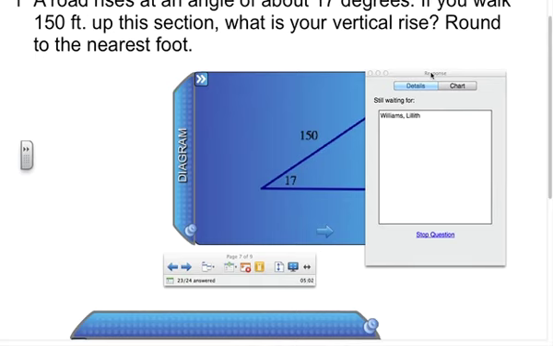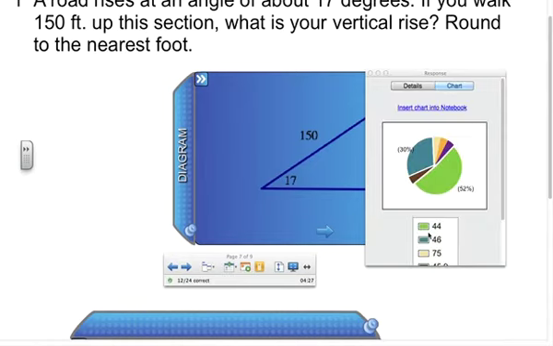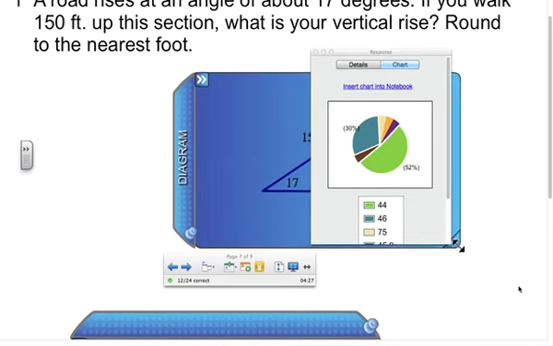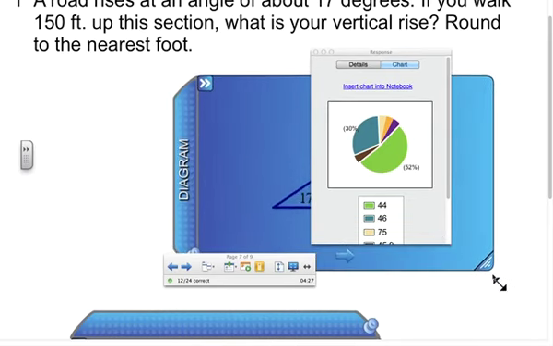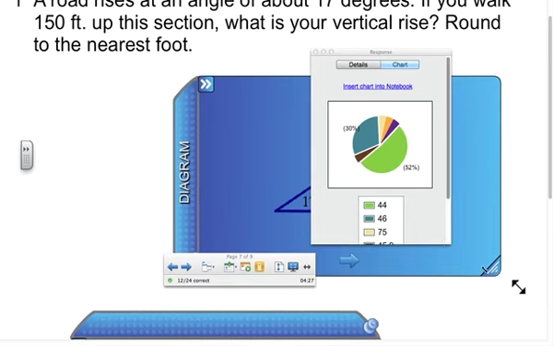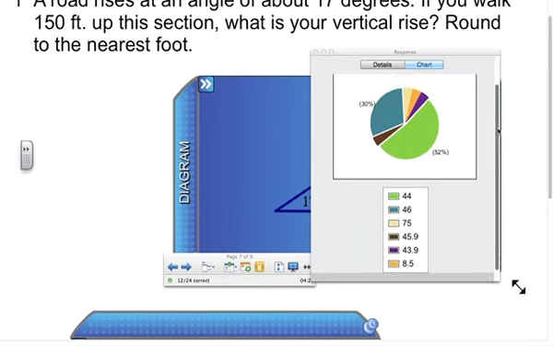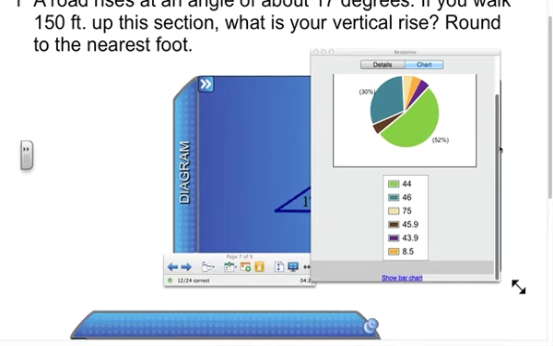Okay, in the interest of moving on, I am going to stop the question. Our overwhelming majority selected 44. We had a couple of 43.9s who didn't read closely the instructions that said round to the nearest foot, not the nearest tenth of a foot. Be really, really careful about that rounding stuff.